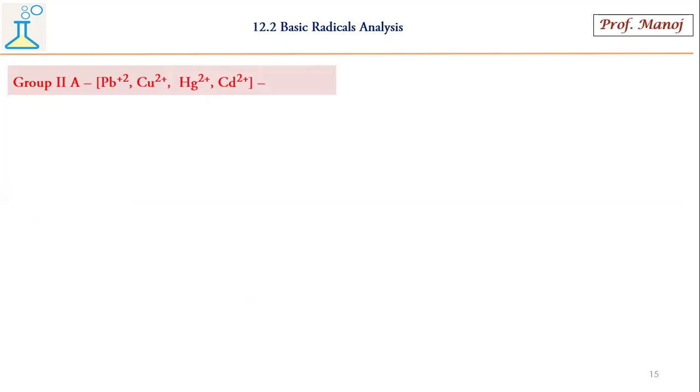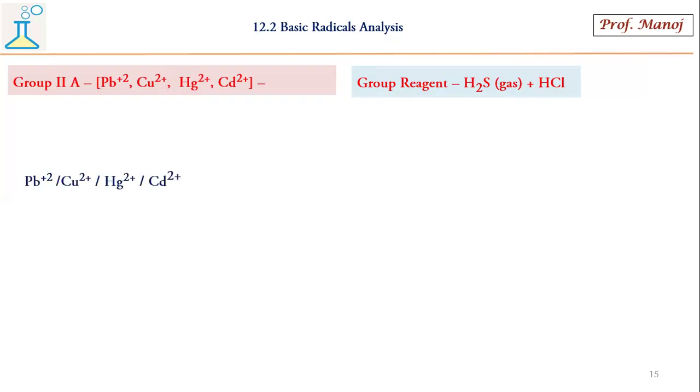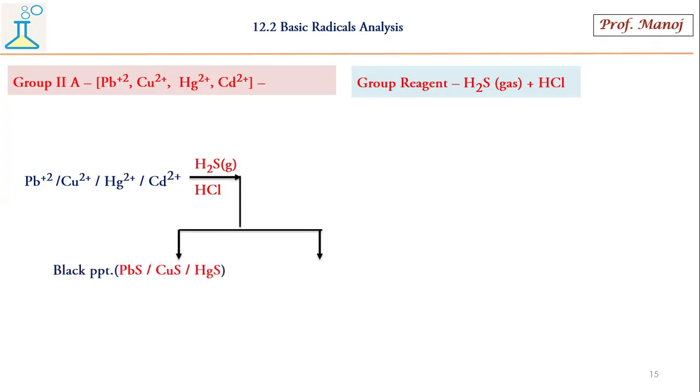Now, group number 2 involves so many radicals. It once again involves lead, copper, once again mercury, and cadmium. The group reagent used here is H2S and HCl. Now, any of these radicals, when treated with H2S and HCl, if you get a black PPT, it might be lead, copper, or mercury. If you get a yellow PPT, it is definitely cadmium.